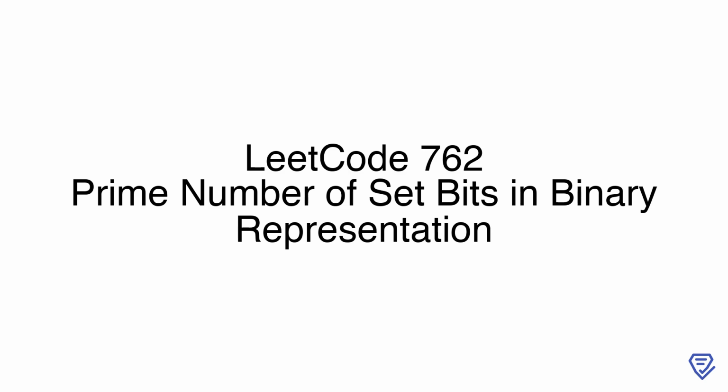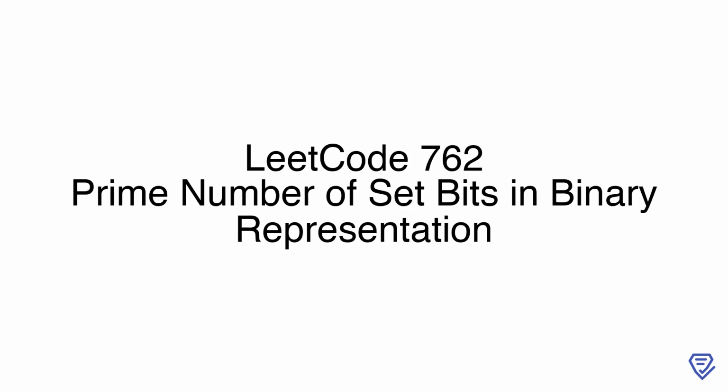Today, we'll be tackling LeetCode problem number 762, prime number of set bits in binary representation. This is an interesting problem that combines number theory with bit manipulation. We'll explore the problem requirements, analyze different approaches, and break down the solution step by step.